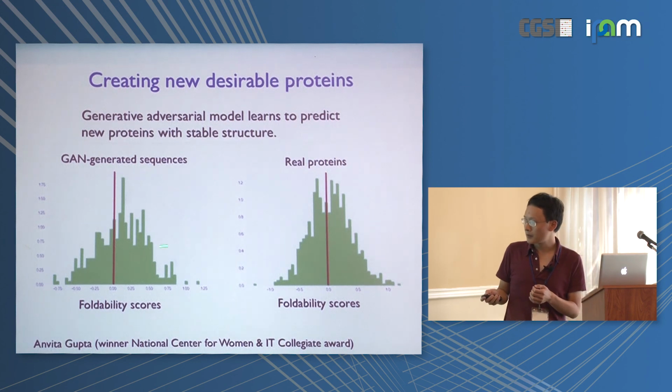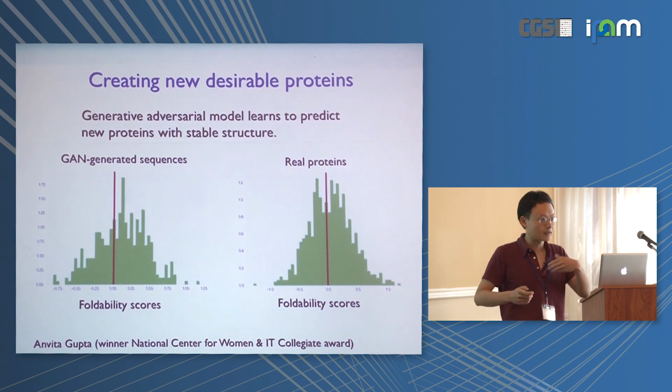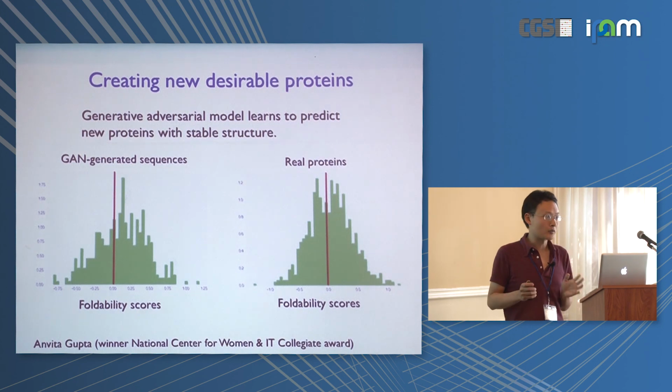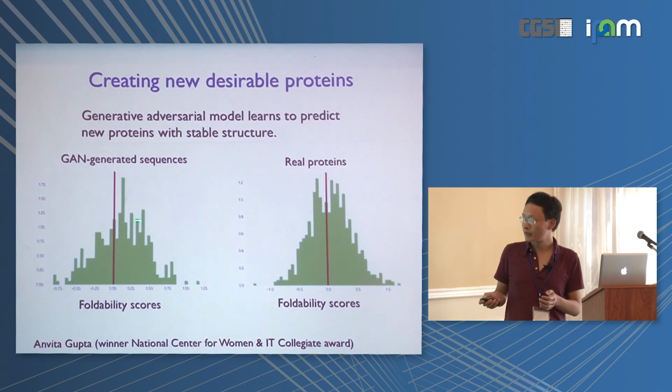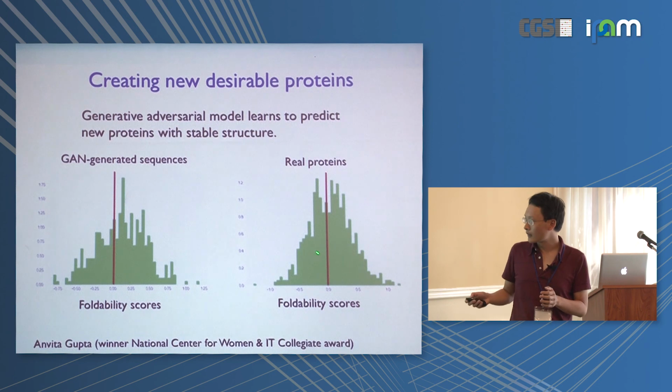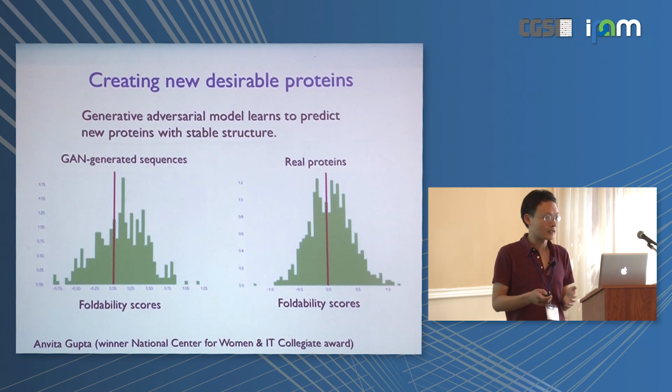In this work, we're able to show that this network can automatically generate artificial proteins, and they have foldability scores that look as good as the foldability of the real human proteins. They actually have even higher foldability scores, so slightly more stable structures than the distribution of the naturally observed human proteins.